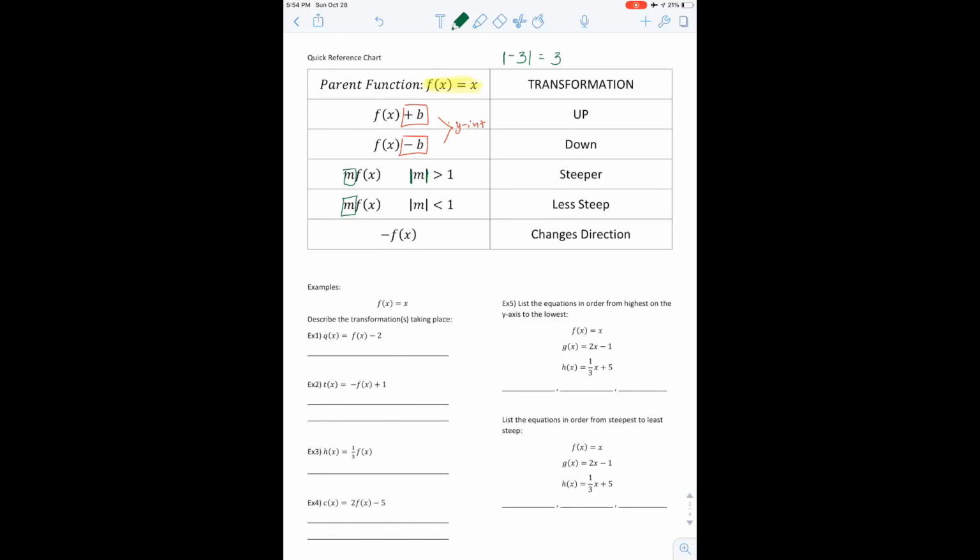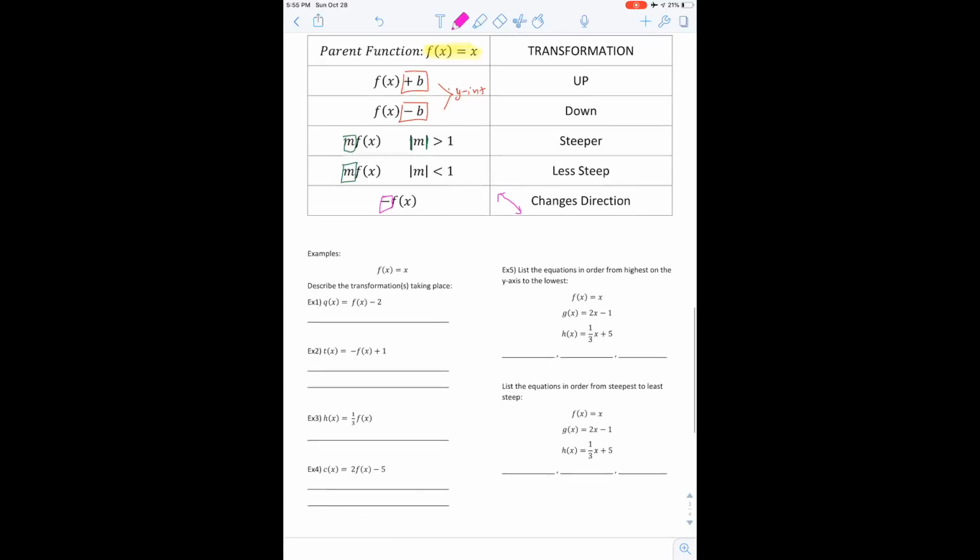So if that absolute value is greater than 1, then it's going to be steeper. If the absolute value of the slope is less than 1, then it's going to be less steep. And then finally, we talked about this negative. If we have a negative out in front, all that's going to do is make it change direction. So now our line will be going down if it is negative. Okay? So we have a couple examples down here. Use this chart to help.